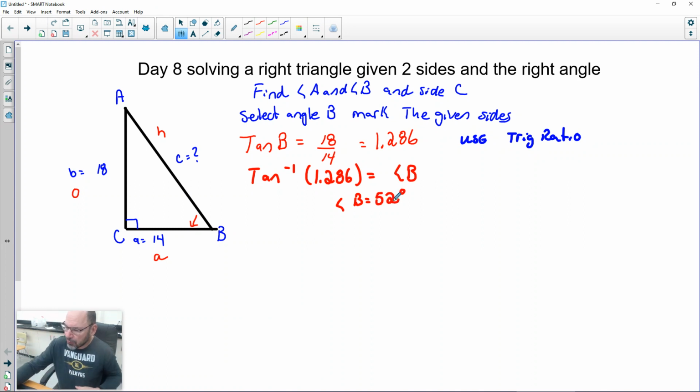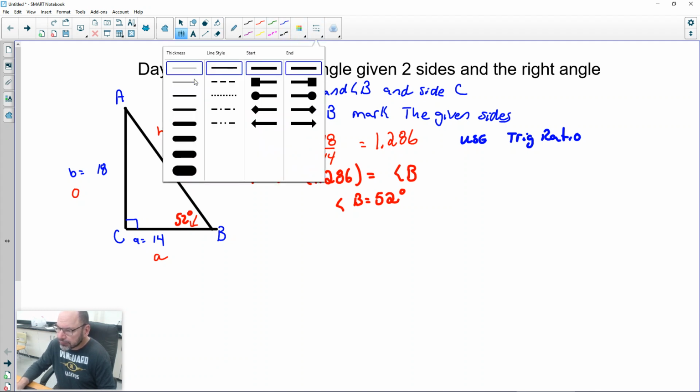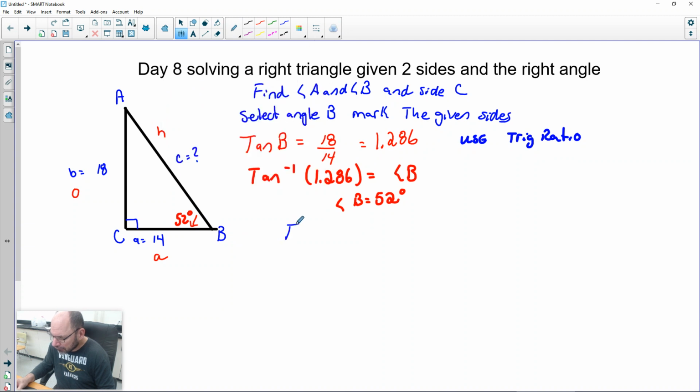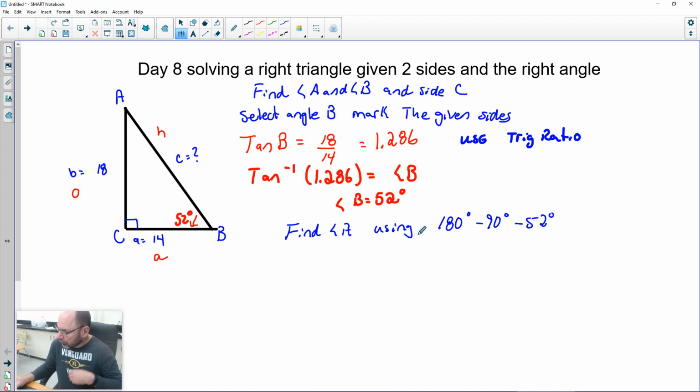Okay, so we know that this bottom angle is 52. Okay, so the next step then is to find angle A. So find the other angle. Okay, we use that the angles of a triangle add up to 180 degrees. So we go 180 degrees minus 90 for the corner angle minus 52 degrees. So we are going to get angle A that way.